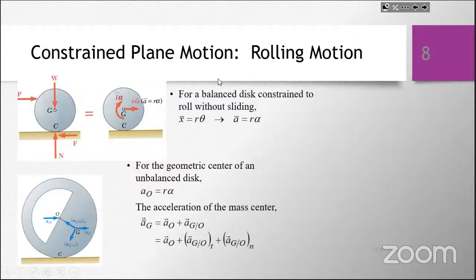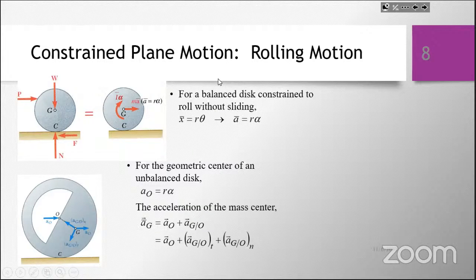What about rolling motion, right? Rolling motion is also a type of constrained planar motion. So for a balanced disk that's constrained to roll without sliding, that is the same as rolling without slipping, right? And we derive this expression: the linear distance is equal to r times theta. So if we take the derivative of that twice, the linear acceleration is r times alpha. Okay, that's if we're rolling without slipping, right? So it's just pure rotation.